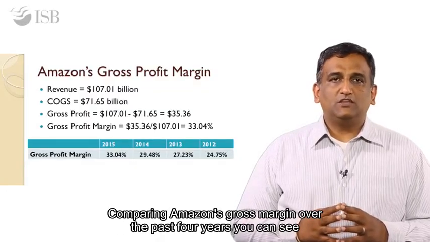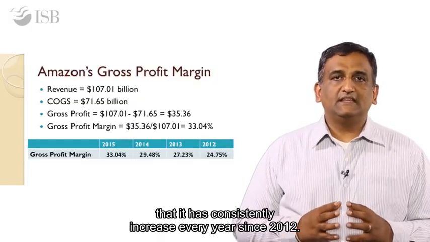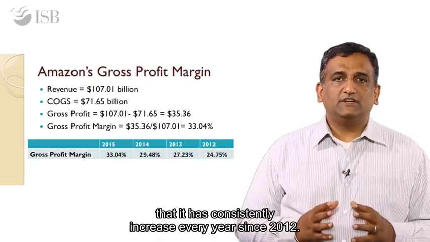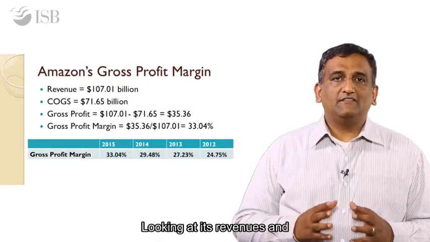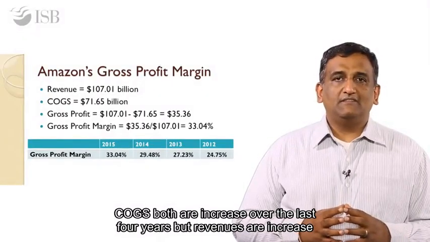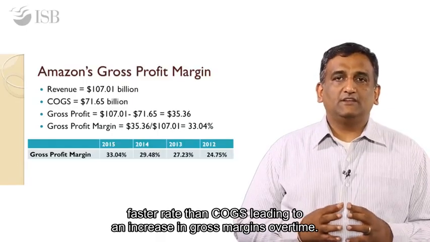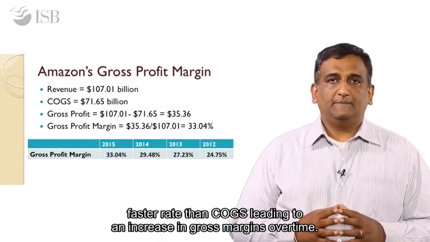Comparing Amazon's gross margin over the past 4 years, you can see that it has consistently increased every year since 2012. Looking at its revenues and COGS, both have increased over the last 4 years, but revenues have increased at a faster rate than COGS, leading to an increase in gross margins over time.